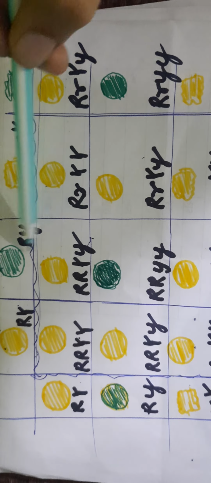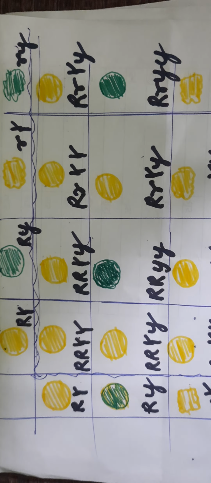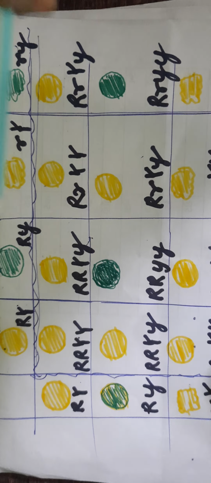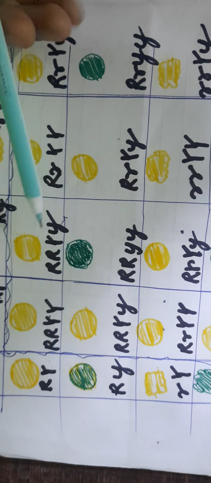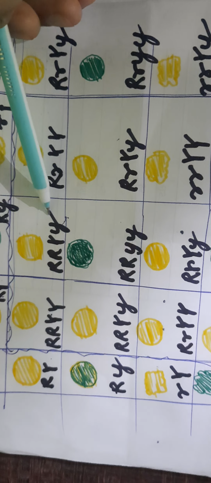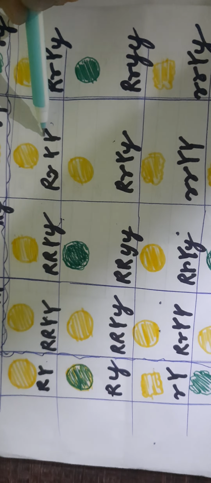Again crossing these two gametes. See children, the crossing is easy. The thing is just to put the gametes with their correct probability. Now crossing between these two, this is round and green. This is round and yellow. Crossing between these also, we get a round and yellow seed. Like that, crossing between these two, we still get round yellow. Why?